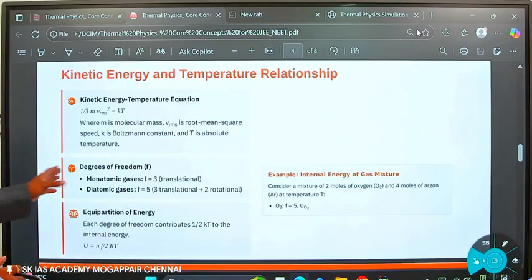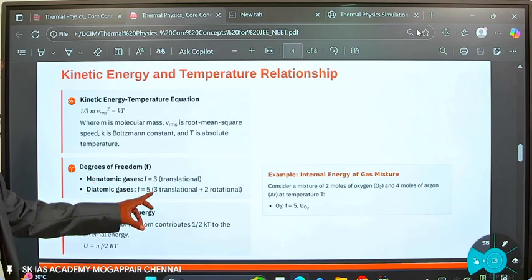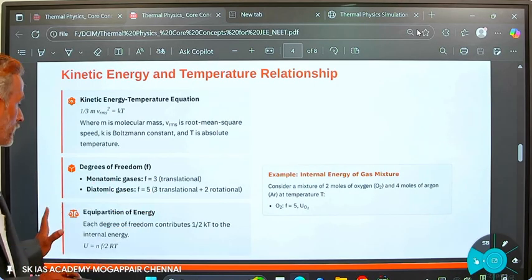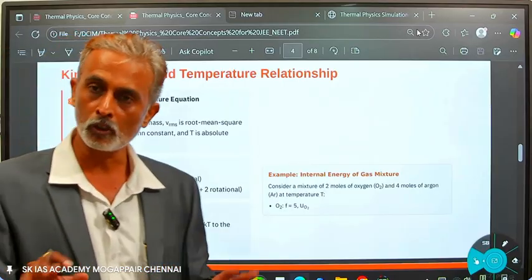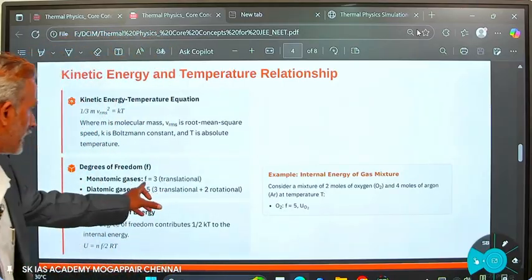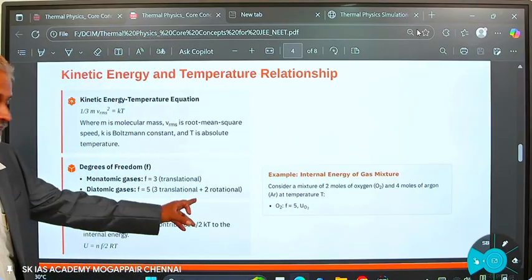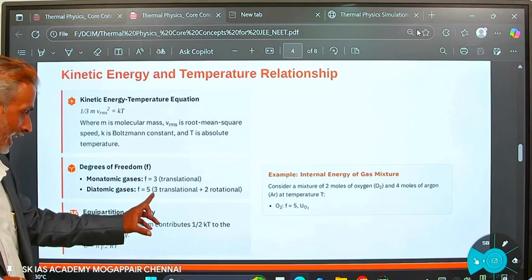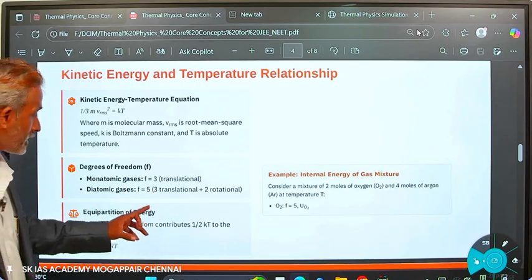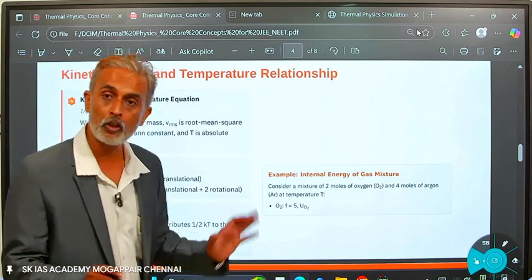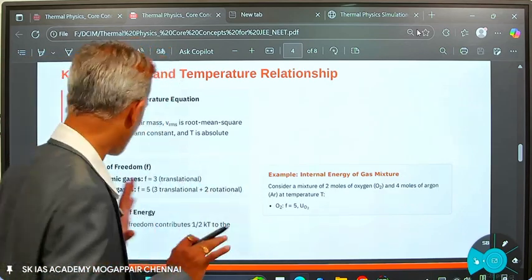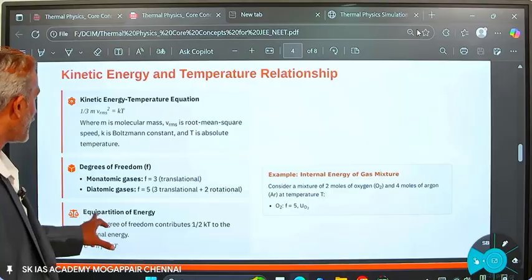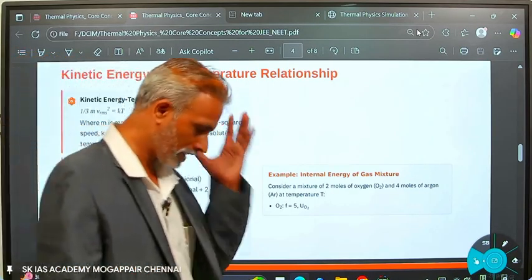Okay. Here you will see the degree of freedom. Like for a monatomic gas, the degree of freedom is F equal to 3, translational. For a diatomic gas, F is equal to 5. F equal to 5 means 3 translational and 2 rotational, correct? Now comes the equipartition of energy.